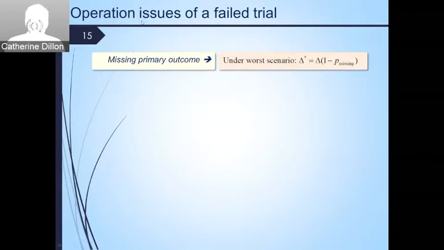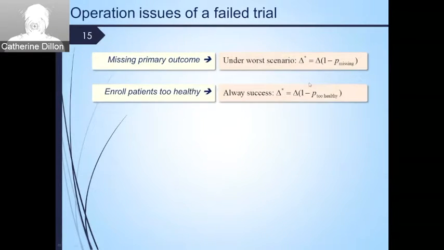Okay, what else can kill our trial? Well, we could be missing our primary outcome. So when we're missing our primary outcome, we usually do something statisticians call imputation, which is fancy statistical speak for making up data. Okay, so you don't want to make up data.